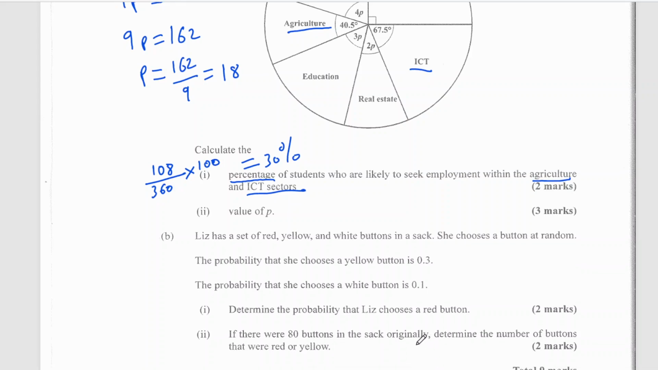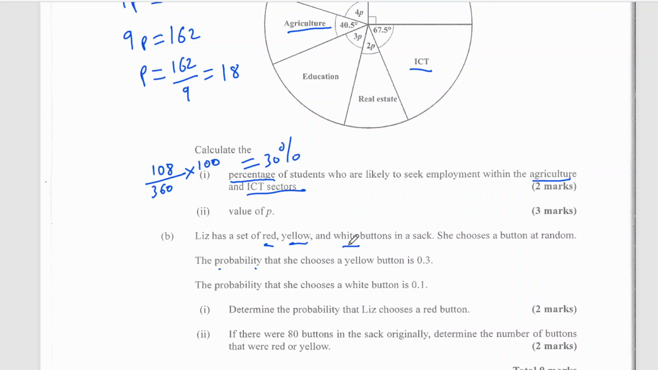So every time I look at this question, I just remember SCA type questions. Just exactly like this, they bring SCA questions. Instead of probability, this uses decimal fraction, which is basically the same thing. Liz has a set of red, yellow, and white buttons in a sack. So in the sack, we only have red, yellow, and white. So we know that if we combine these three, we will get a total, right?